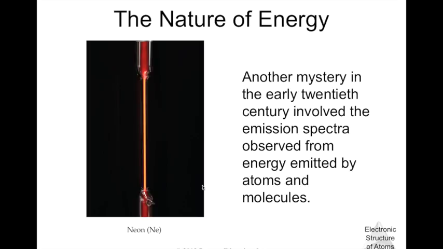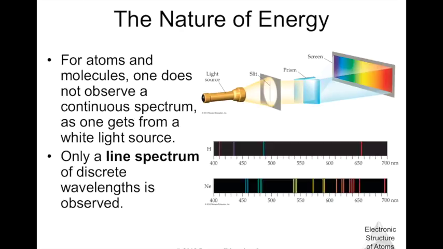And then with the emission spectra, again, energy emitted by atoms and molecules has a very discrete spectrum. So instead of getting this continuous spectrum like we talked about before, you get a line spectrum. If you're emitting or shining light through helium, this is what you get. Instead of getting Roy G. Biv, you get a little bit of that, and with neon, you get more, but you still don't have this complete spectrum.